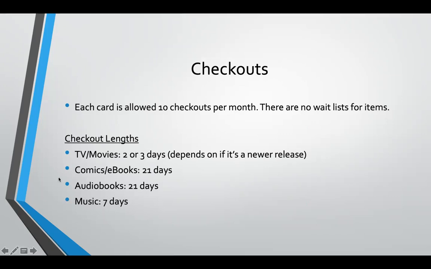Oh, okay. But like I said, you have 10 checkouts per month, so a 30-day period, no wait lists. And the checkout lengths for TV and movies can depend on whether or not it's a newer release, so it could be 2 or 3 days. Comics, ebooks, 21 days, audiobooks, 21 days, and music is 7 days. Great.